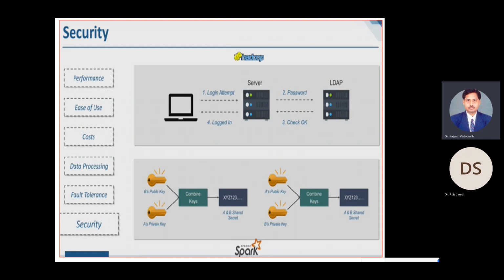Whereas in Spark, see here, there is high security because you can incorporate B's public key and A's public key, then combine keys, and A and B can perform a shared secret key. So there is a high security mechanism in both processing engines. These are the major parameters for comparing: performance, ease of use, cost, data processing, fault tolerance, and security.